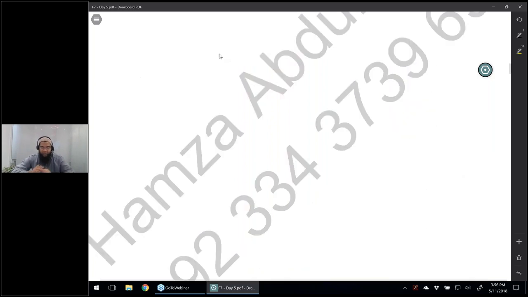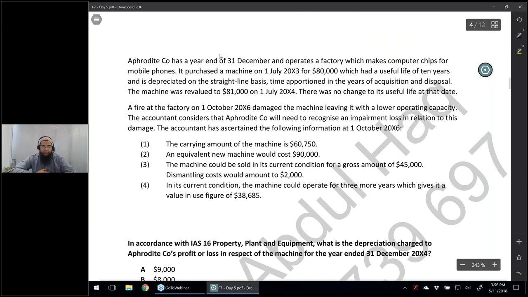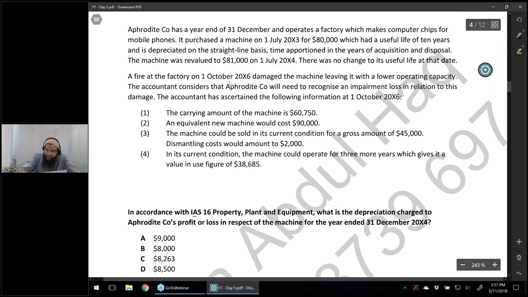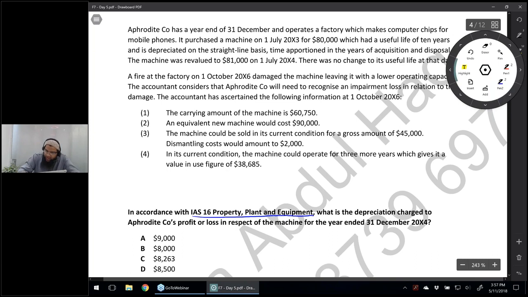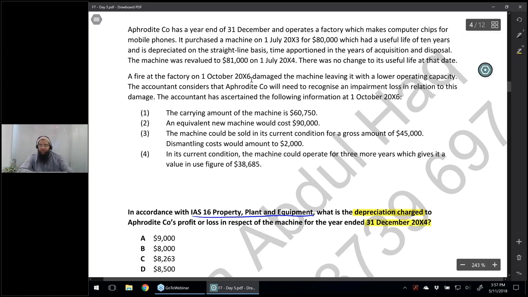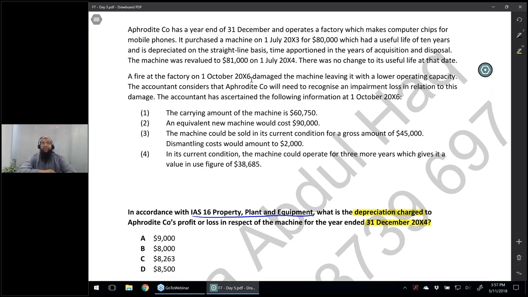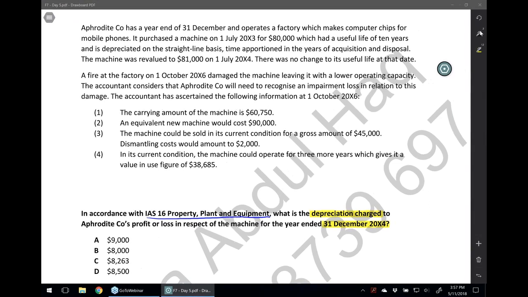Okay, now let's move on to the next question. The question's requirement says that in accordance with IAS 16 Property, Plant and Equipment, what is the depreciation charge to profit or loss in respect of the machine for the year ended December 20x4? So we need to calculate the depreciation for December 20x4. So can you read the case quickly and calculate the depreciation that you think it should be?